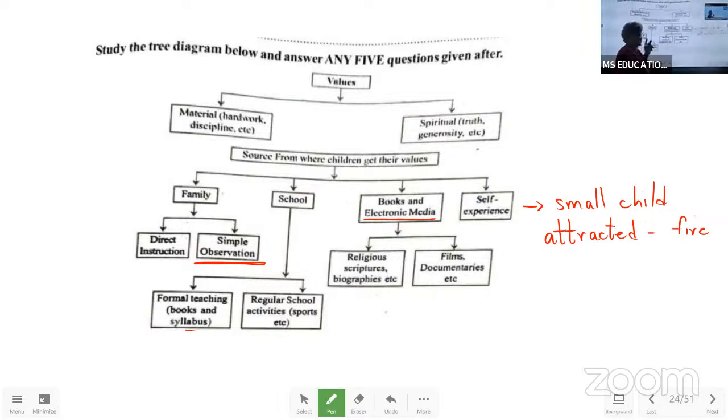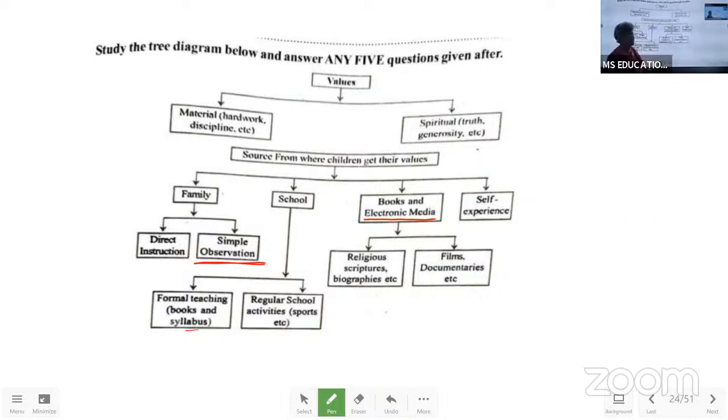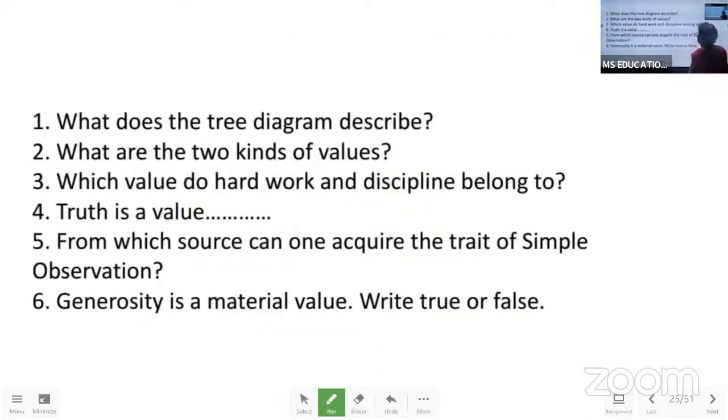And once he has experienced it, he will never go near the fire. So at every step, life teaches us, sometimes in a better way, sometimes through bitter truth, we learn certain things. And that's the reason why self-experience is very important. You learn things. So based on this, we are going to attend to the questions asked.